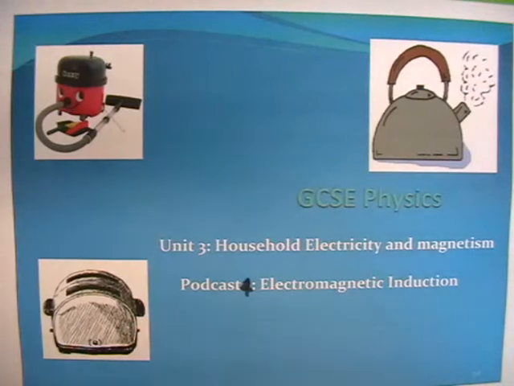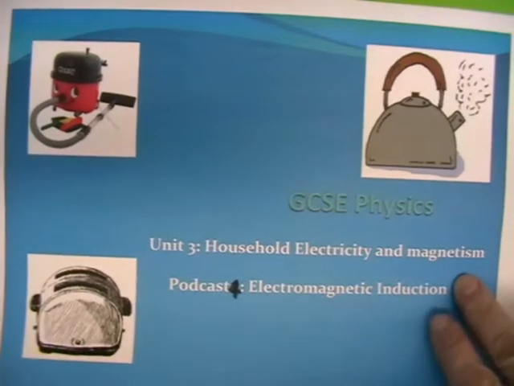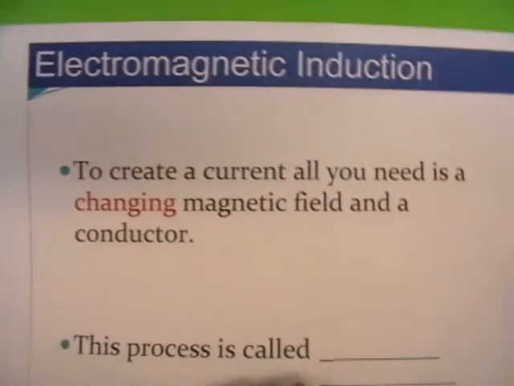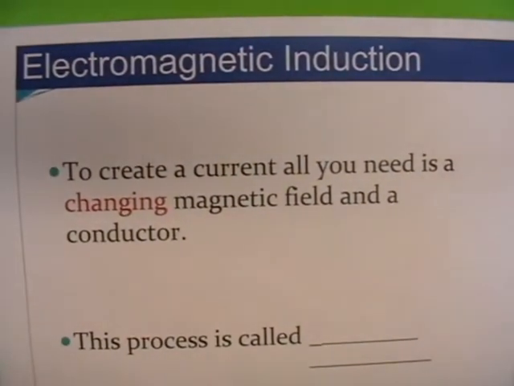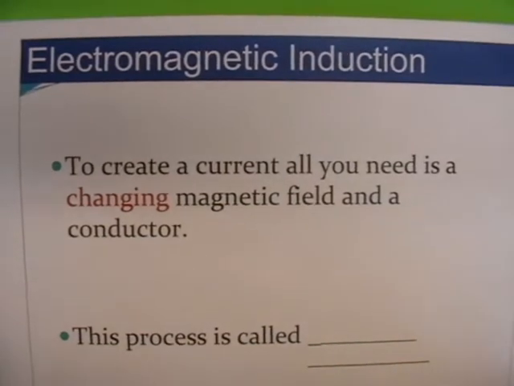This is the last part of Unit 3, Household Electricity and Magnetism, and this is podcast 4, Electromagnetic Induction. Okay, electromagnetic induction is a process by which you make electricity.